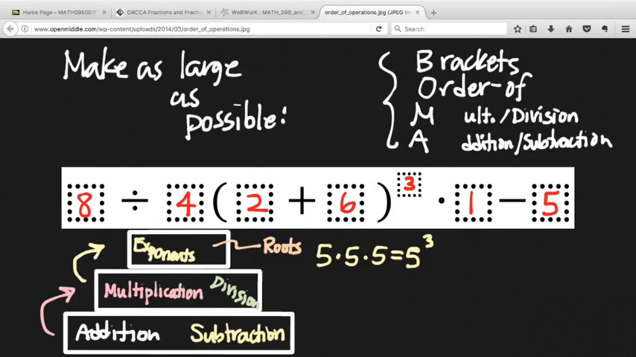And so just to wrap everything up, if we were to use PEMDAS to evaluate this long expression, what's the first thing we'd do?